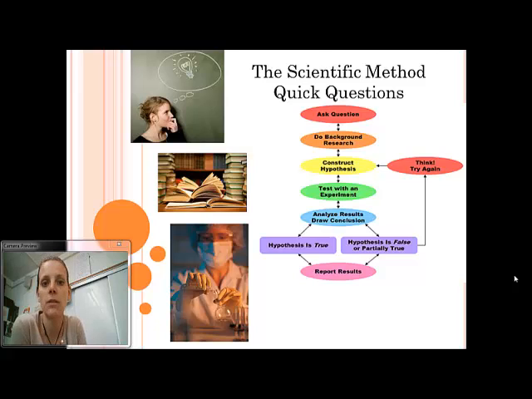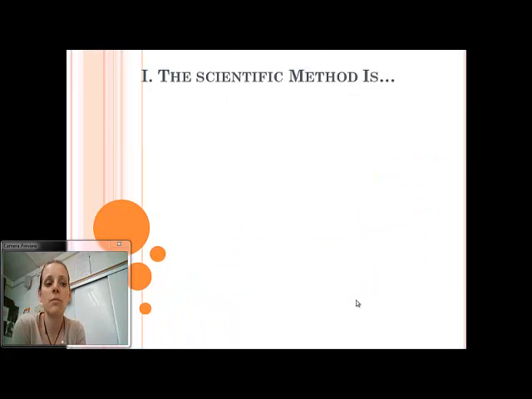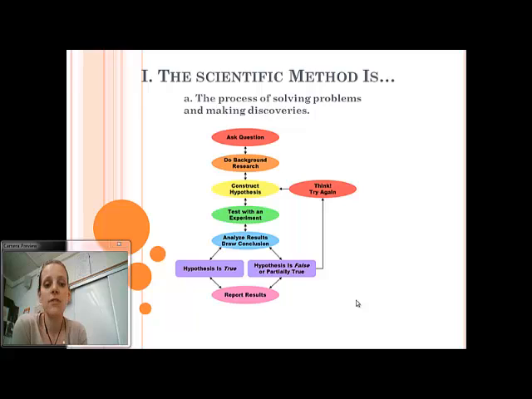So let's get started. So the scientific method is the process of solving problems and making discoveries. This flow chart is showing all the different steps of an experiment, from the very beginning to the end, if you can call it that. So the first thing that a scientist needs to do is ask questions.